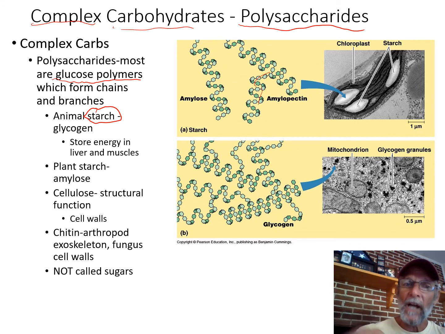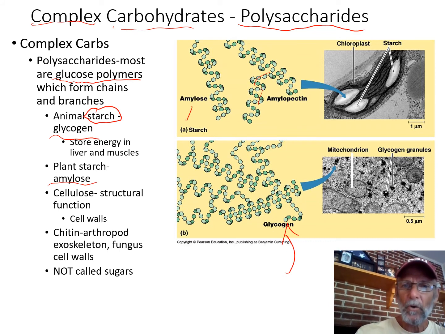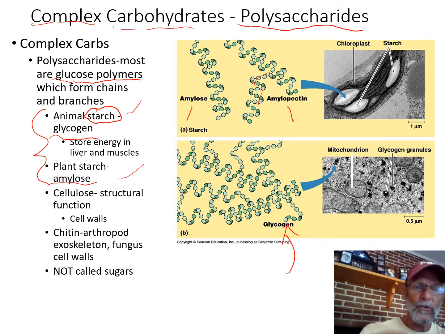And the one that you and I make to store energy is called glycogen. Here it is, right? And the ones that plants make to store energy are ones like amylose or amylopectin. Again, there's a few different ones, but they are all called starches. This is called animal starch. This is called plant starch, right? And they, again, are complex carbohydrates that are made to store energy.